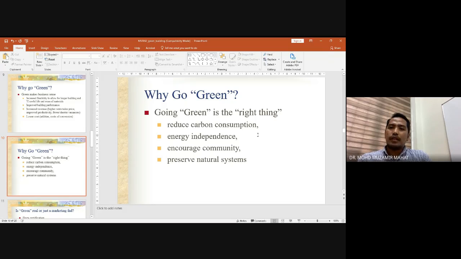So how to be controlled, as in the global warming. Things that happen these days are because of global warming. So if we control things, less pollution, less deforestation, maybe we can reduce the consumption of the energy. Okay, means that we reduce our dependency on the energy. We also encourage community and preserve natural system. Okay, it's like back to nature. Every house is promoting the green, and it is a home to live for.